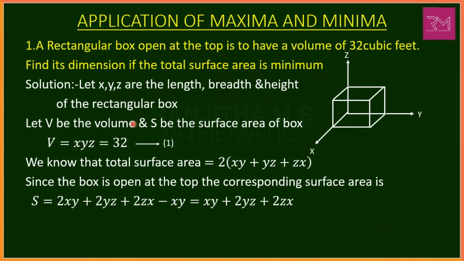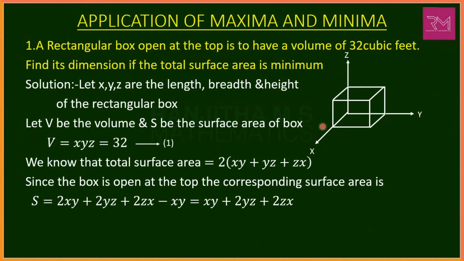In the problem they have simply mentioned a rectangular box open at the top that is to have a volume of 32 cubic feet. Find its dimension if the total surface area is minimum. Using this problem, we have to find the v and s values like this. The volume of the rectangular box is given by x into y into z. They have given the volume of the box as 32 cubic feet. Hence we can take v as xyz, which is equal to 32. Call this equation number 1.